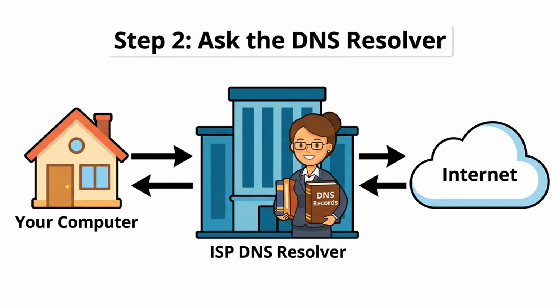If your browser doesn't have the answer cached, it sends a request to what's called a DNS resolver, also known as a recursive resolver. This is usually managed by your Internet Service Provider, or ISP. Think of your ISP like the post office. Every DNS request you make goes through them first. The resolver is like a helpful librarian whose job is to go find the answer for you.